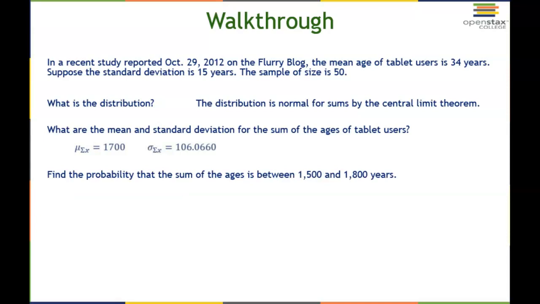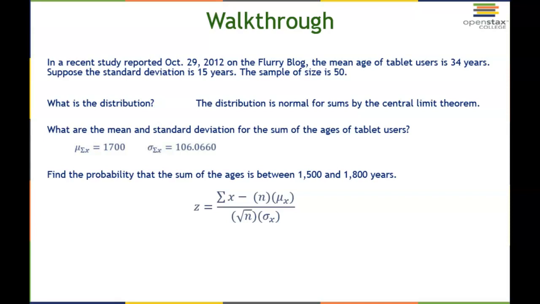The next thing we want to figure out is the probability that the sum of the ages is between 1,500 and 1,800 years. So we need to find two z values, the one correlating with the 1,500 and the one that correlates with the 1,800, and then we need to find our p-values for those and subtract them. So we have a little bit of work cut out for us here.